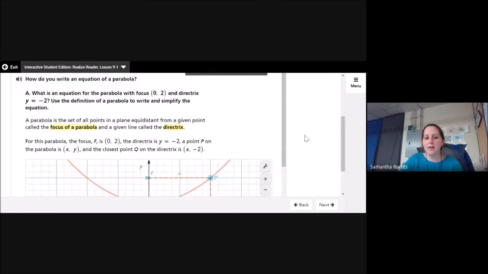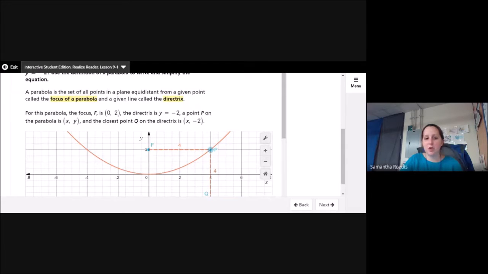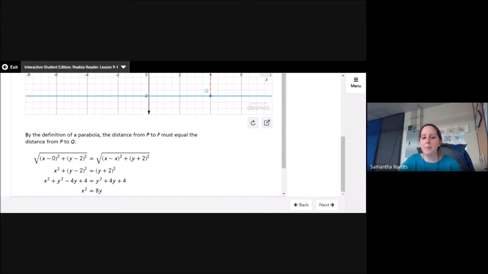For this parabola, the focus F is (0, 2). The directrix is y equals -2. A point P on the parabola is (x, y), and the closest point Q on the directrix is (x, -2). Okay, so the focus is (0, 2). Here's my point, so it's (4, 4). By the definition of a parabola, the distance from P to F must equal the distance from P to Q.